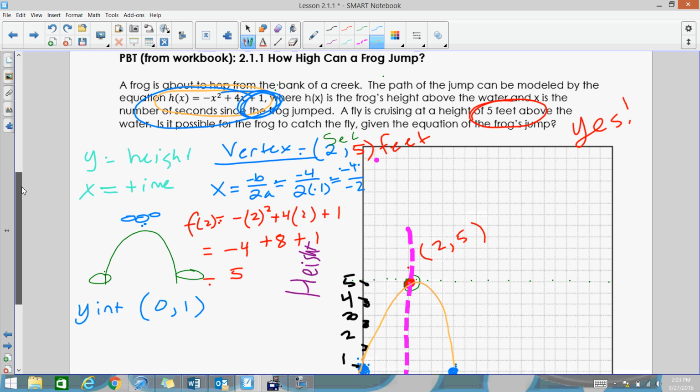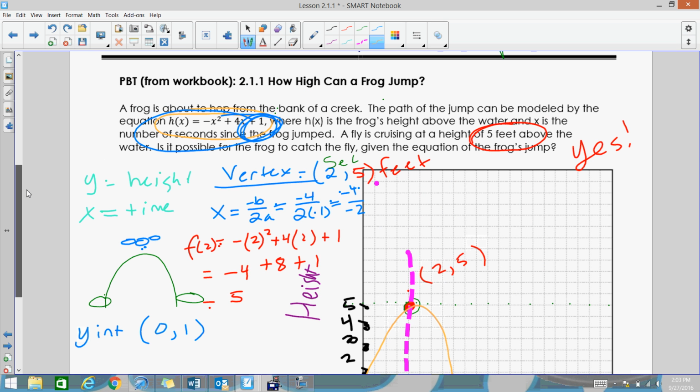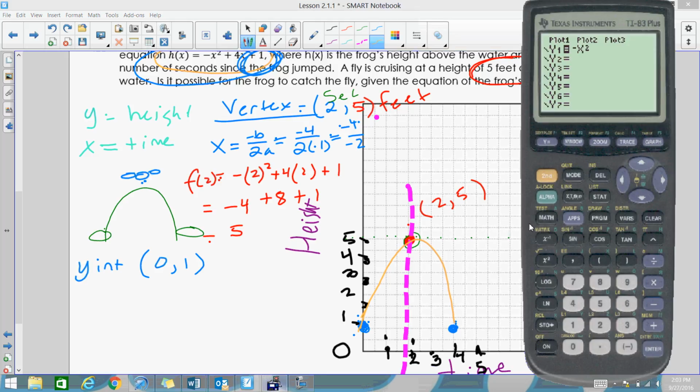Shoot, I can't remember. What is it? Negative x squared plus 4x plus 1. All right, so negative x squared plus 4x plus 1. So this is what our graph should look like. Hey, look at that. There's the frog.